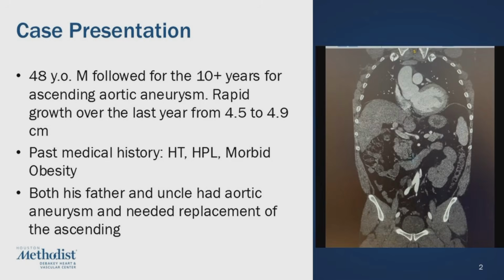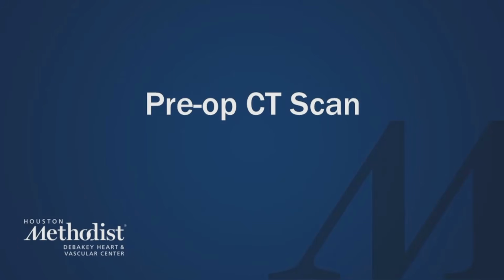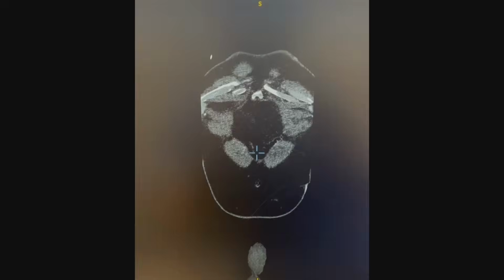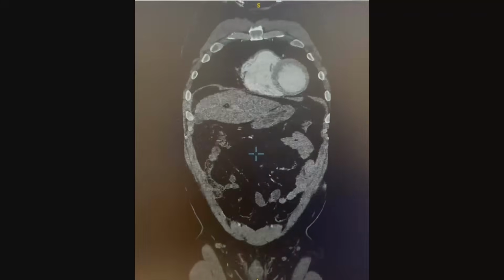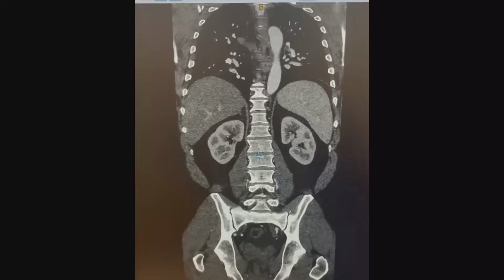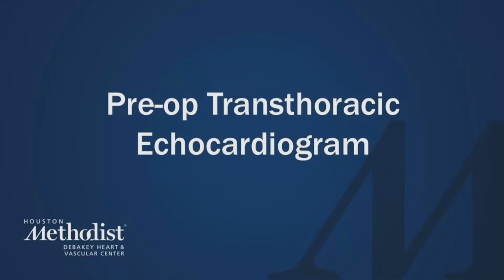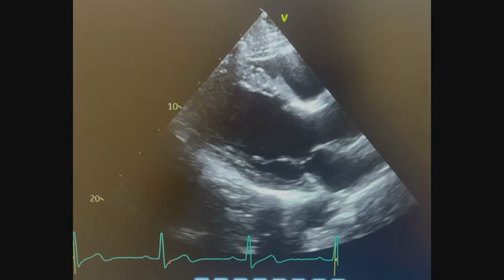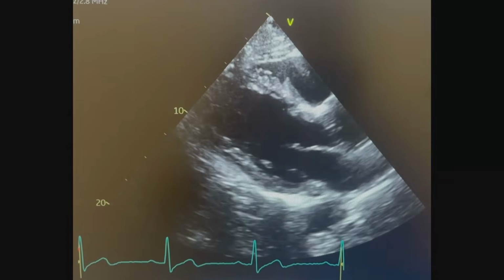We present a case of a 40-year-old male, followed for ascending aortic aneurysm with rapid growth over the last year. Both his father and uncle had replacement of the ascending aorta due to aneurysm. Preoperative CT scan showed enlargement of the aortic root and of the ascending aorta. Pre-op echo showed good left ventricular function with mild aortic regurgitation.